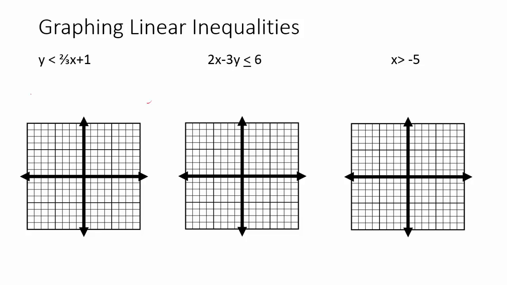All right, and just like when we're graphing a normal line, you can really think of this first example here as y equals 2/3 x plus 1, and for the most part it's going to stay exactly the same as graphing a normal line, minus maybe one or two differences that we'll talk about.